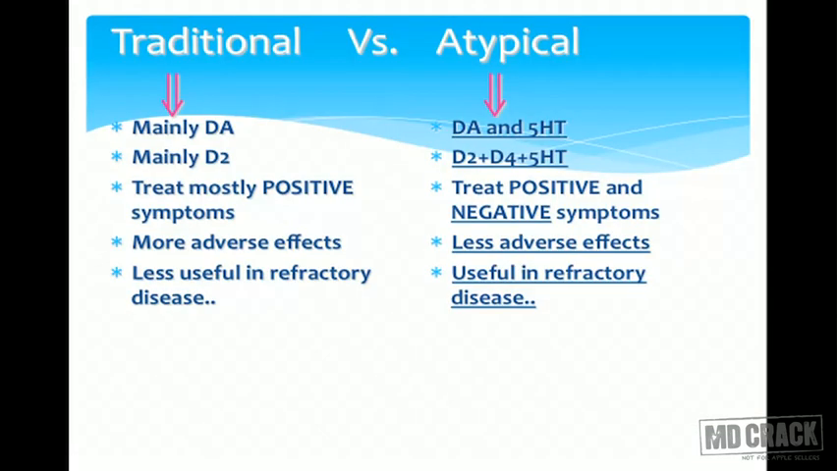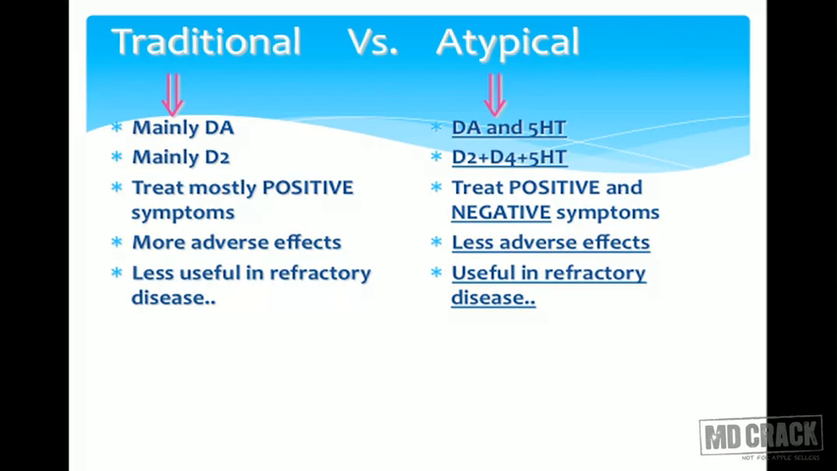The next slide is showing you important differences between the traditional versus the atypical or newer antipsychotic agents. As you see here, the traditional antipsychotic agents mainly act on DA receptors, that's dopaminergic receptors, whereas the atypical ones act on the DA as well as the 5-HT receptors. Traditional ones, amongst the DA receptors, mainly act on the D2 receptors, whereas the atypical ones do act on the D2 receptors, but with very predominant action on D4 receptors as well as the 5-HT receptors.